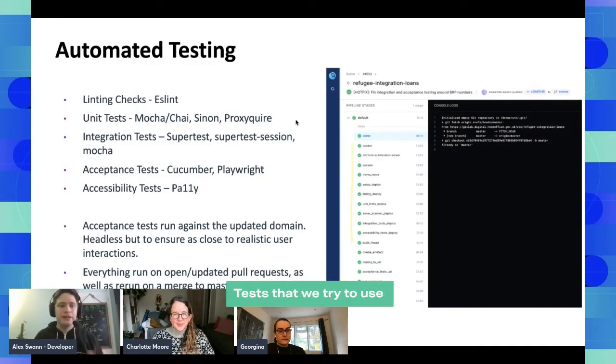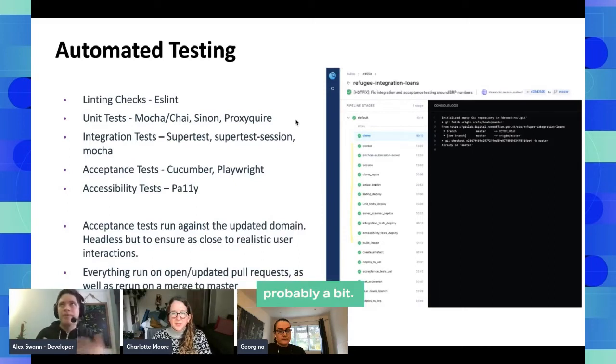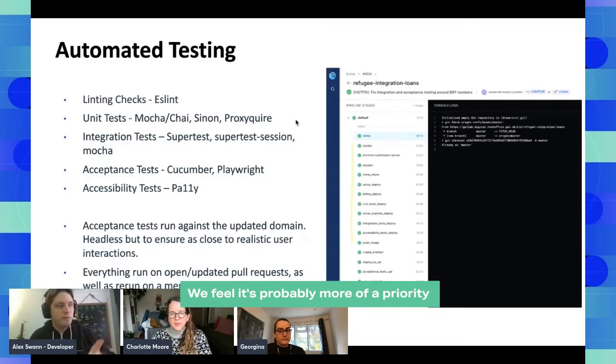We have integration tests that we try to use to check all the routing throughout the application, and we also use it to check the validation content, because some people do and don't like to check content. Validation messages, we feel, are probably more of a priority to get right than hint text, even though hint text is still tested.